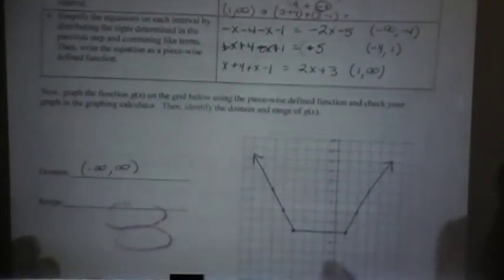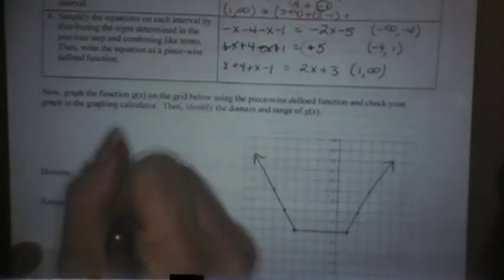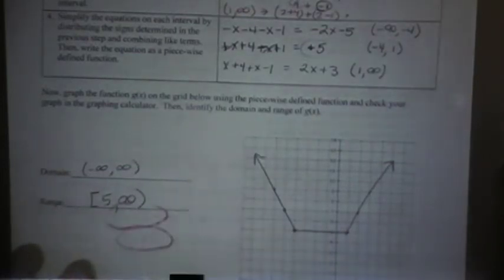When we get down to the bottom, my domain would be negative infinity to positive infinity. How far left and how far right. And then your range, remember, it's how far down to how far up. So that would be bracket 5 to infinity, because there's actually a place at 5.